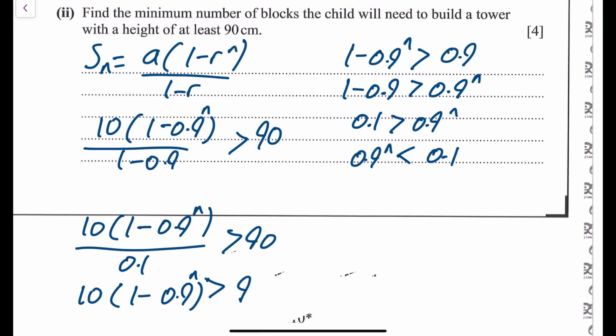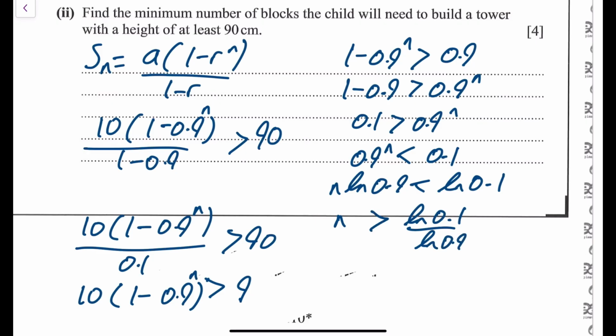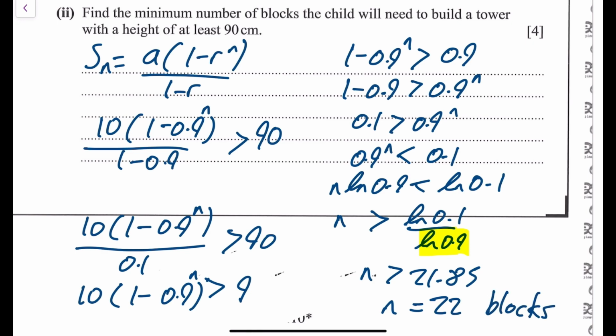And then what I'm going to do is take logs. So I'll say n log of 0.9 is less than log of 0.1, or ln of 0.1. And then divide across by ln of 0.9. The inequality sign has to change direction. The reason it has to change direction is if you do ln of 0.9, you will get a negative. So it's going to be n is greater than, and that works out as 21.85. So n is equal to 22. So you need 22 blocks, and that's it.